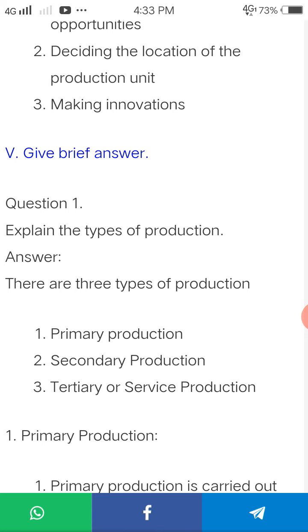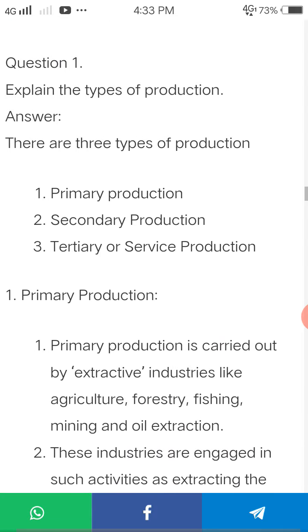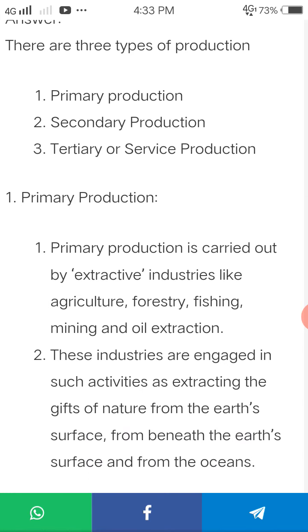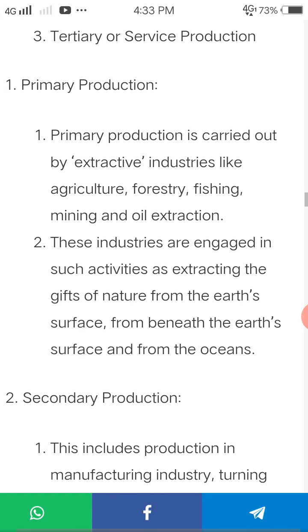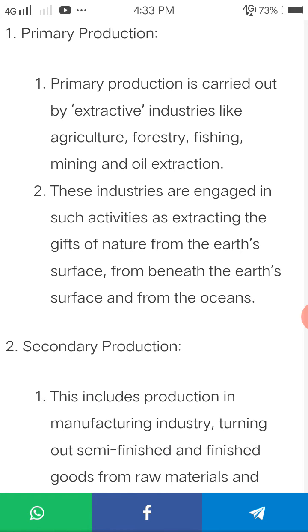This also needs a detailed answer. And question number 1, explain the types of production. Answer, there are three types of production: primary production, secondary production, tertiary or service production. Primary production is carried out by extractive industries like agriculture, forestry, fishing, mining and oil extraction.